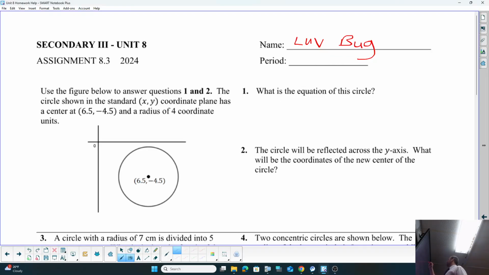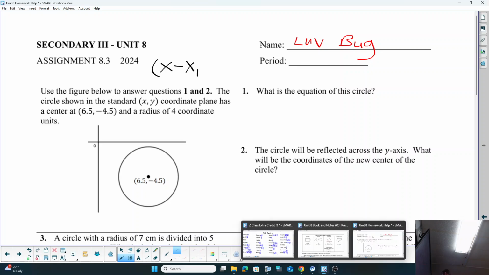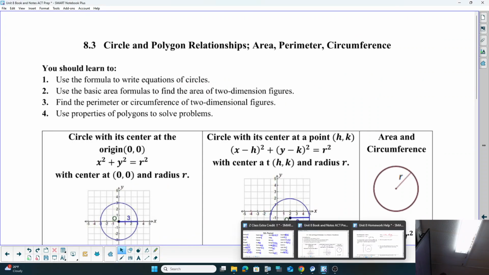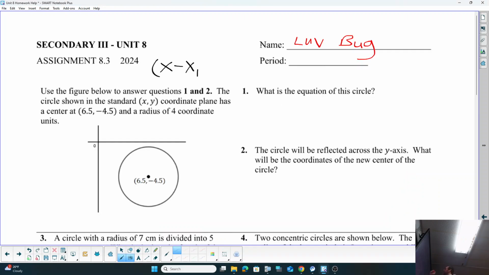Okay, so the formula for the circle, if you remember, is x minus... let's see if I can even remember. Let's go back to our formulas. Okay, so x minus h and k, that's right. So we have x minus h all squared plus y minus k all squared equals the radius squared.